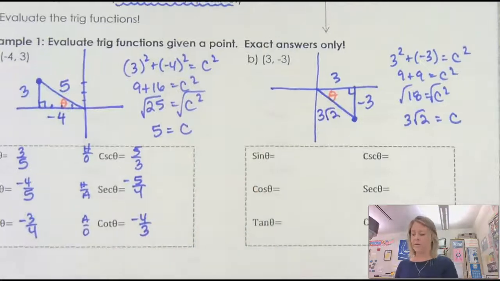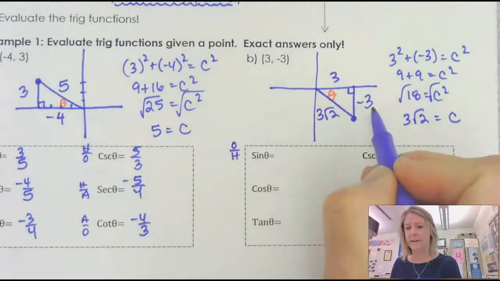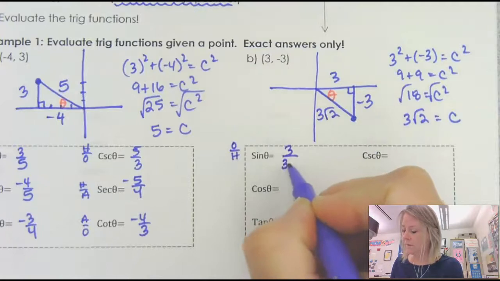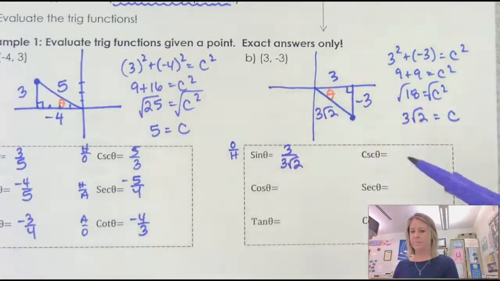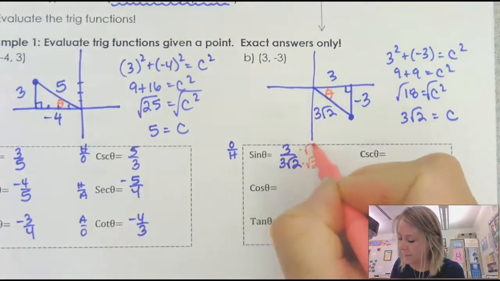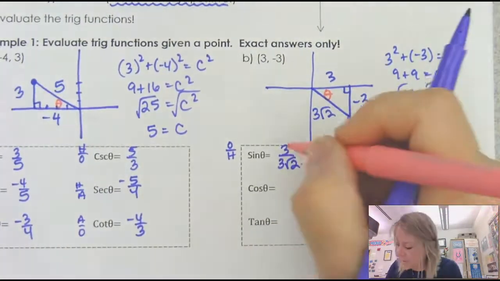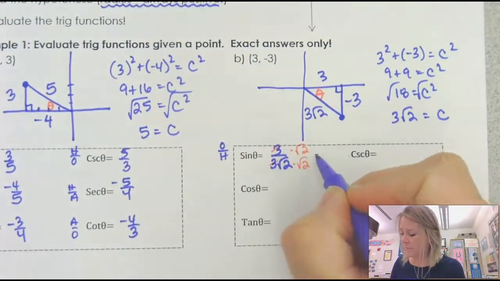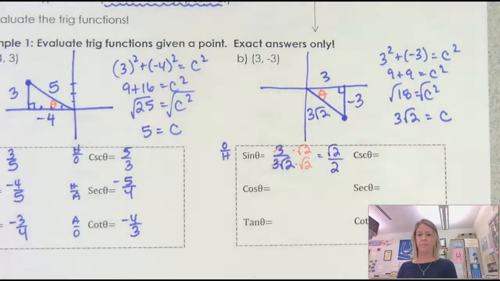All right, let's go through our sine, cosine, tangent. Sine is opposite over hypotenuse, so the opposite side is negative 3. Hypotenuse is 3 radical 2. Do notice that those 3's cancel out. I can't have a radical at the bottom, so I'm going to multiply the top and the bottom by radical 2. So I can cross these out also. So I've got radical 2 over radical 2 times radical 2 is just 2.